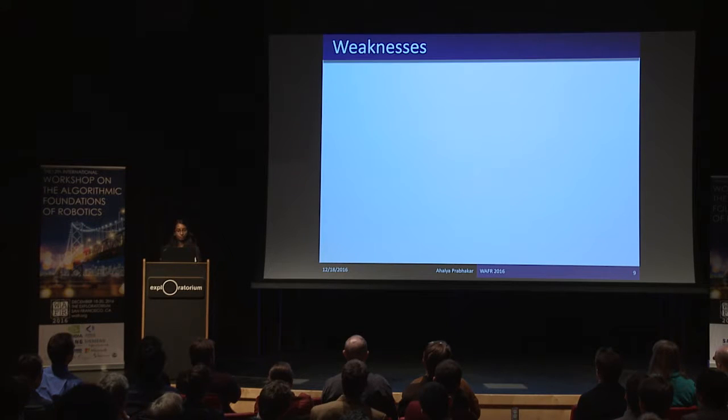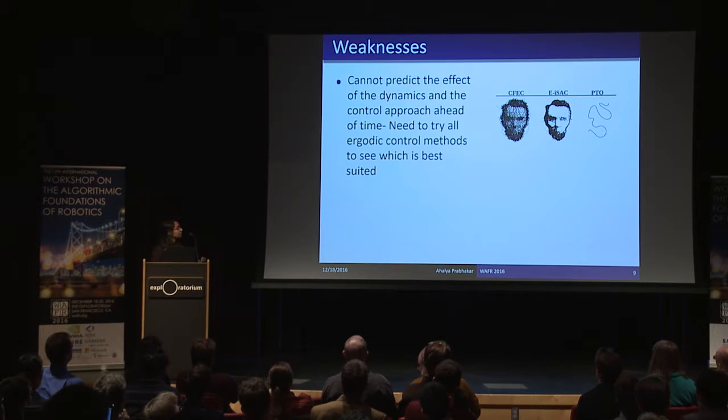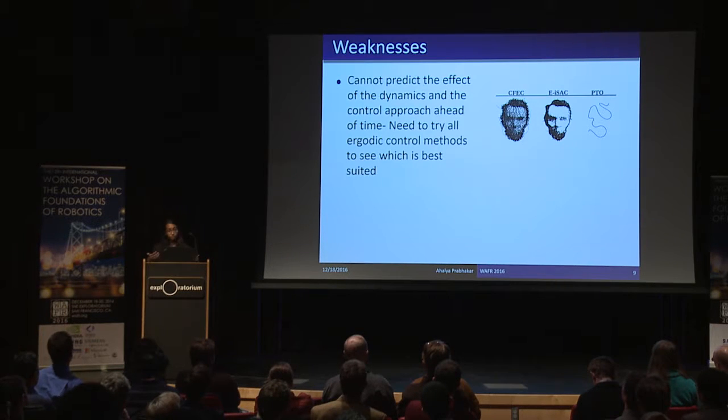So just in terms of some of our dirty laundry, or our weaknesses, what are some of the weaknesses? As we can see, we can't necessarily predict the effect of the dynamics and the control approach ahead of time. Even though for most of these tasks using an ergodic cost does make sense, the particular way with which we optimize with respect to it, or the particular ergodic control approach we use, may not be known, and the effect of the choice may not be known until you actually try it and see which works best.